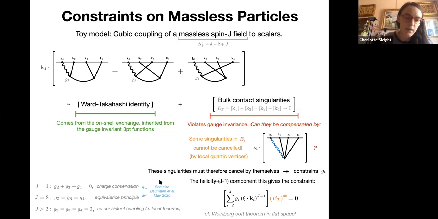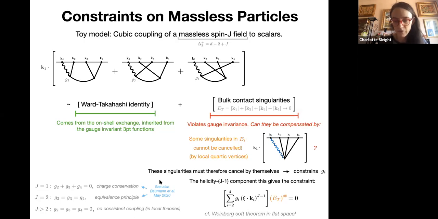And the precise statement is that if you insist on theories with local interactions, so with a finite number of derivatives, there can exist no cubic coupling of massless higher spin fields to scalars, no matter what the mass of these scalar fields is. Since we know that there are theories of interacting massless higher spin fields in AdS and dS, the so-called Vasiliev theories, we have to be careful and state how these theories evade this no-go result. And the point is simply that these theories have non-local interactions.